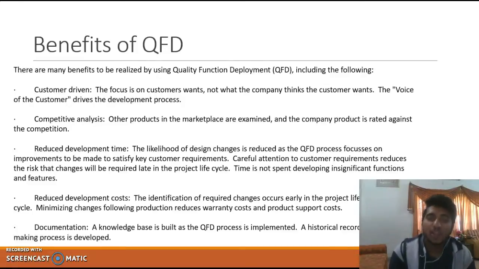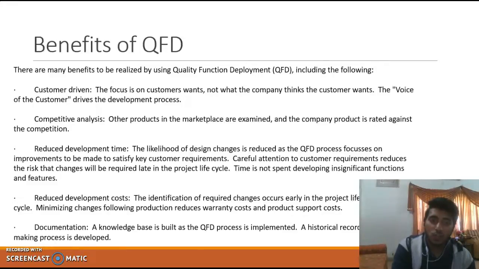Secondly, there is comparative analysis. Other products in the marketplace are examined and the company product is rated against the competition. Then there is reduced development time. The likelihood of design changes is reduced as the QFD process focuses on improvements to be made to satisfy key customer requirements. Careful attention to customer requirements reduces the risk that changes will be required late in the product life cycle. Time is not spent developing insignificant functions and features, so reduced time is a big advantage that QFD offers. Then there is reduced development cost.